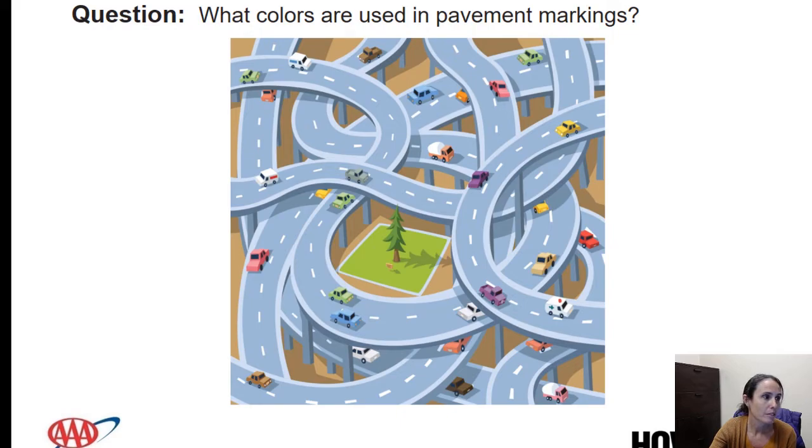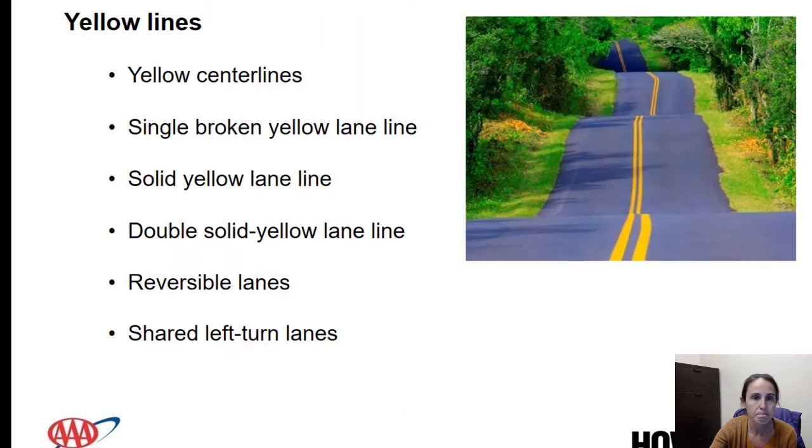Pavement markers. What colors are used in pavement markers? We're going to go over the yellow line. As you can see, you do not pass with solid yellow lines. You have the yellow center lines. You have also broken yellow lines where it's okay to pass. And then you're going to have solid double yellow lines and reversible lines and shared left turn lines.